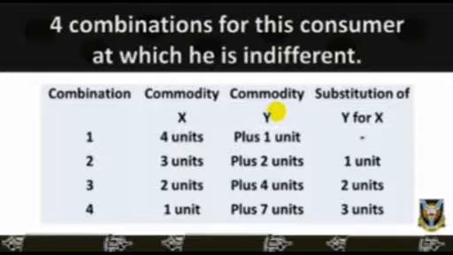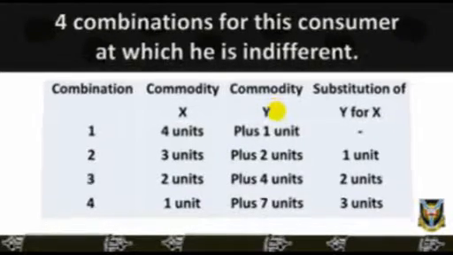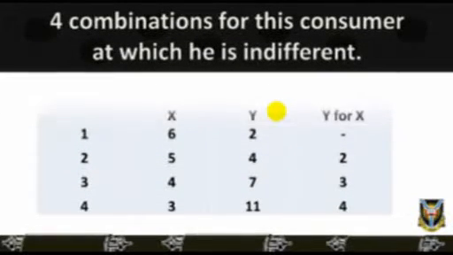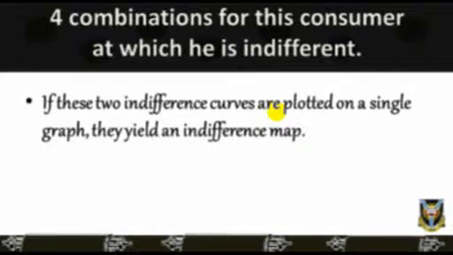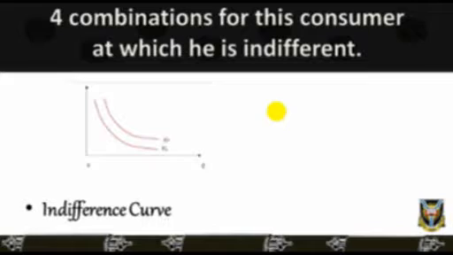Another combination that will yield another level of satisfaction can be obtained from the same consumer. For example, if these 2 indifference curves are plotted on a single graph, they yield an indifference map.